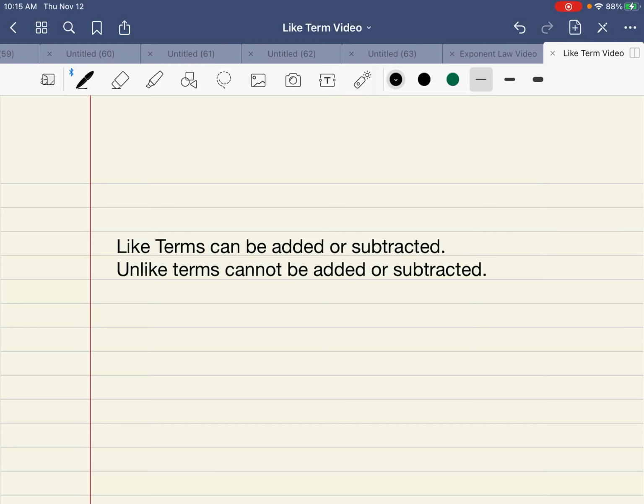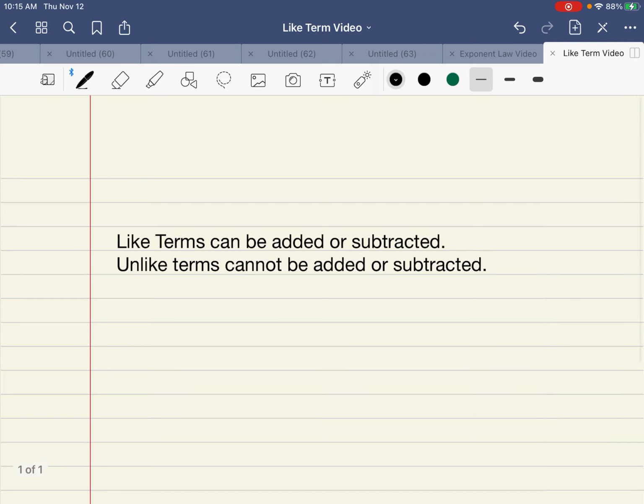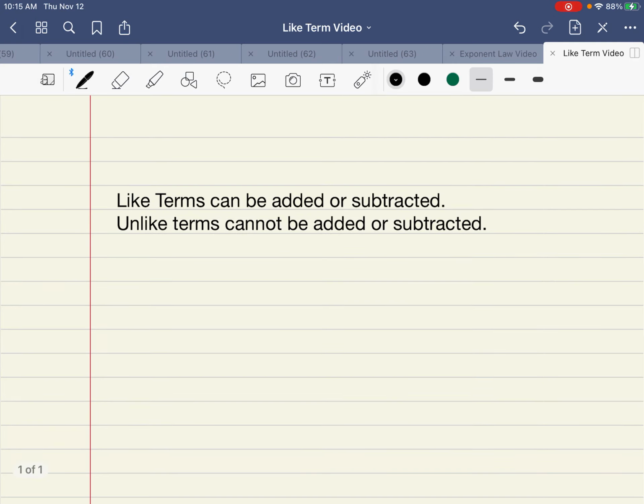Okay, in this video we're going to look at how you can add and subtract like terms. Like terms can be added or subtracted; unlike terms cannot be added or subtracted. Before we get into that, let's look at what we're talking about when we say the word term.